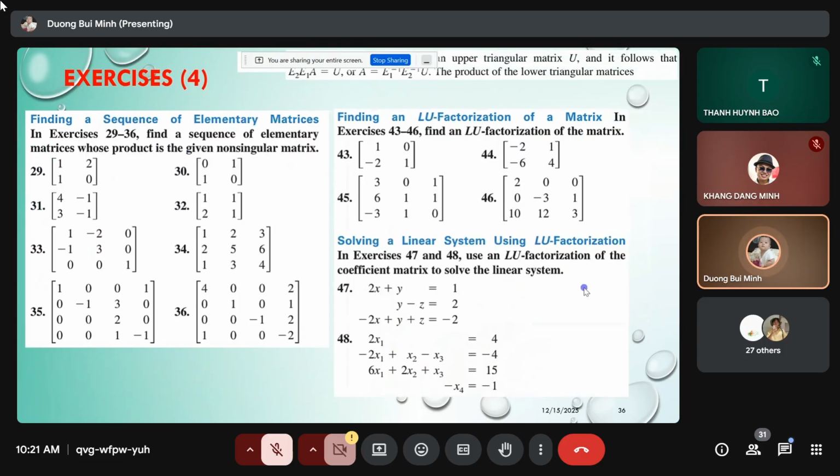So for exercise 4, find a sequence of elementary matrices. This one is good because all the matrices are square.